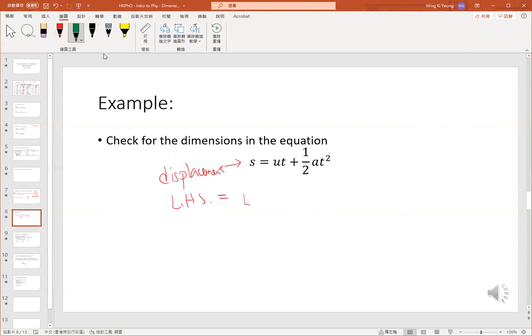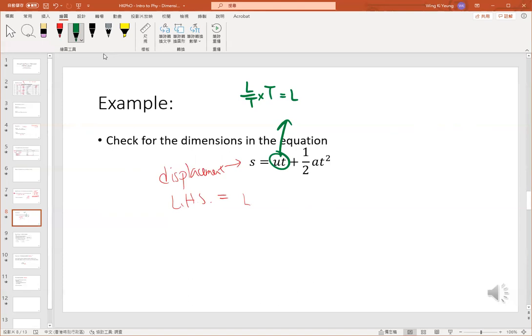And then let's go to check the U times T. U is a speed, T is a time. So speed has a dimension that is length over time. Time has a dimension as time. Okay. Length over time times time gives you length.